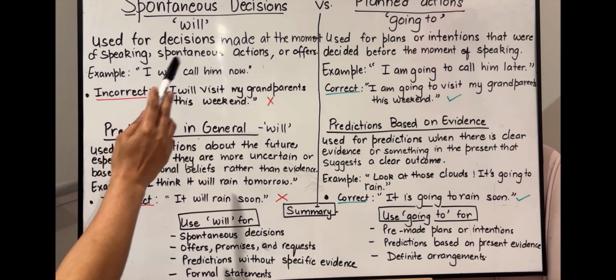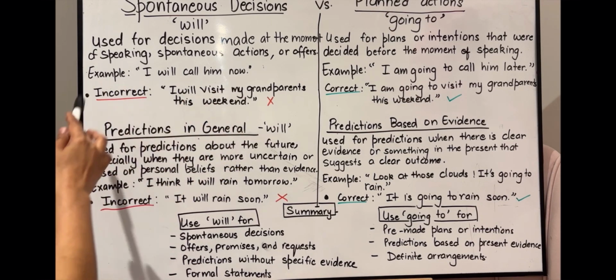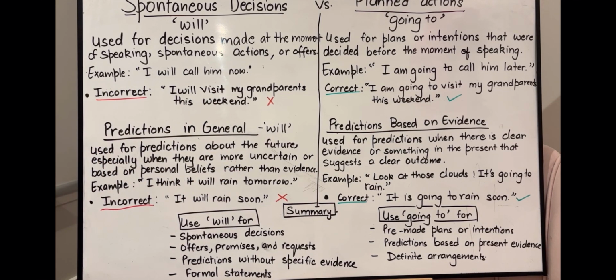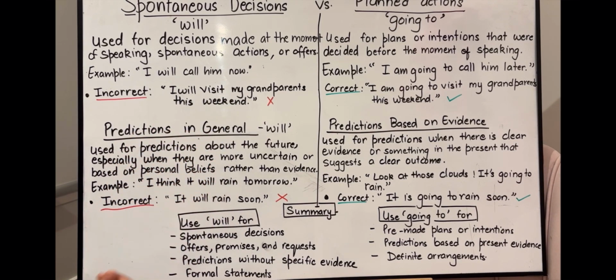Will is used for spontaneous decisions. It is used for decisions made at the moment of speaking, spontaneous actions or offers. For example, I will call him now. The decision to call was made just now, whereas going to is used for plans or intentions that were decided before the moment of speaking. For example, I'm going to call him later. You planned to call him before now. You were not going to call him just now, you planned it beforehand.